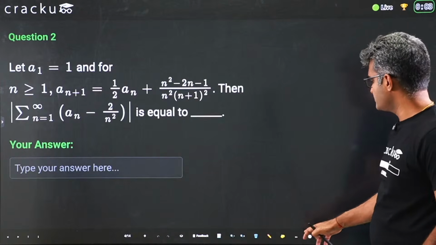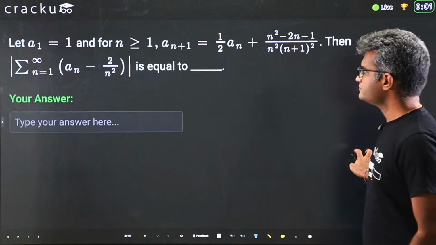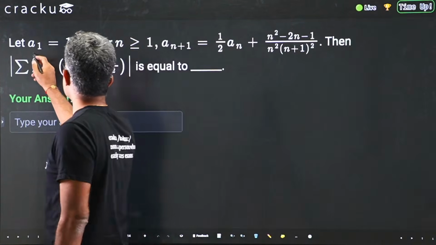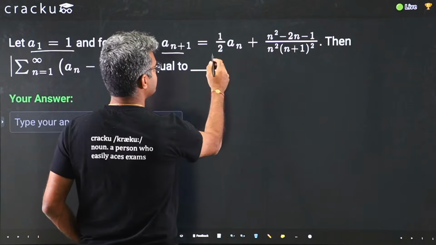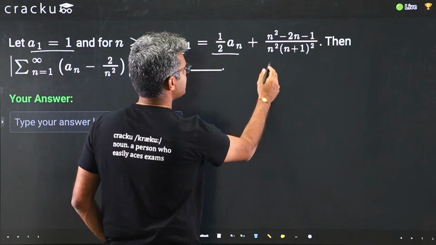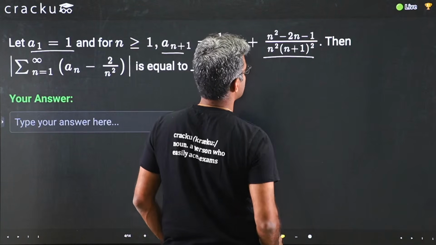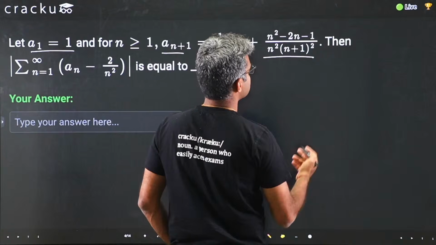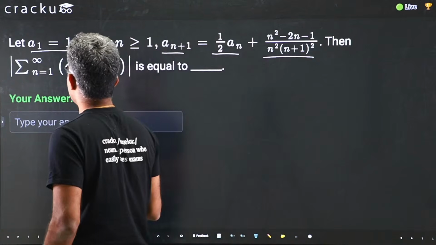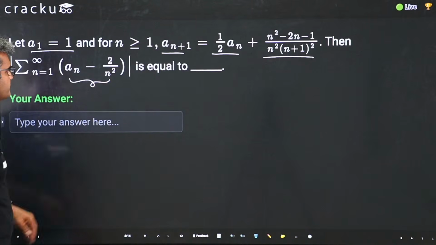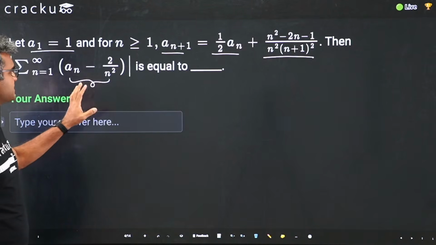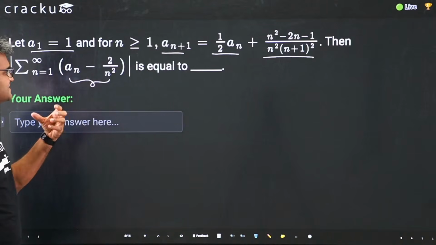Okay, let us try to answer this question, guys. In this question, we are told that a1 is equal to 1 and the value of a(n+1) is 1/2 into an plus (n² − 2n − 1) divided by n²(n+1)². We are required to calculate the sum till infinity of (an − 2/n²). If you are looking at this expression an − 2/n², it seems slightly odd.